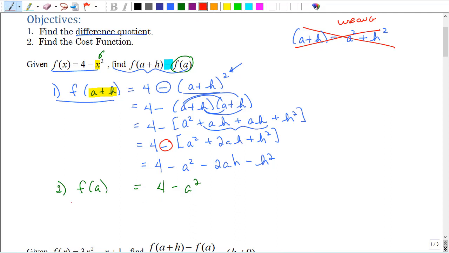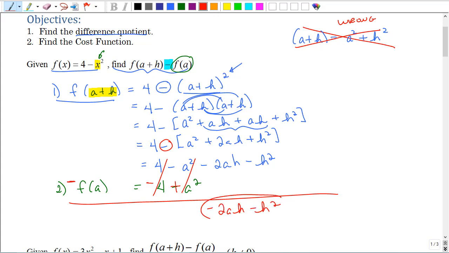I'm going to draw a line, and I need to subtract this, which means I need to change the signs, add the opposite. So that's 0, that's 0, and now I just have minus 2ah minus h squared. Now you don't have to do it in two parts. A lot of people just do it in one big long line, but I just wanted to show you step by step.